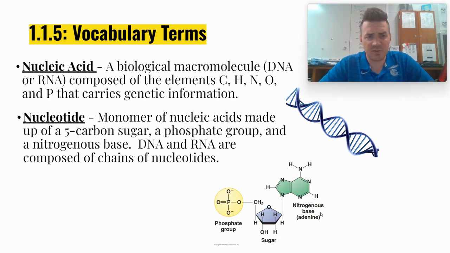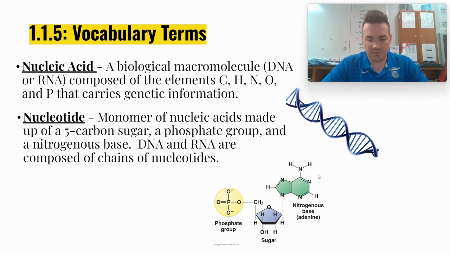So what do we mean by those terms? Well, a monomer means that it's a single building block that makes up a bigger molecule. So the DNA double helix, like you see here, that is a big, long macromolecule, but it's made up of these smaller repeating subunits that repeat over and over again, called nucleotides. And every nucleotide has three parts.